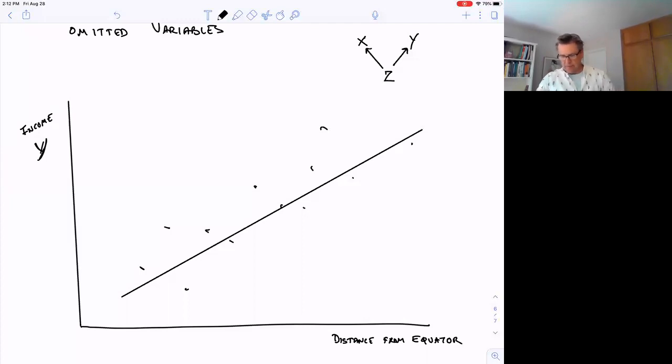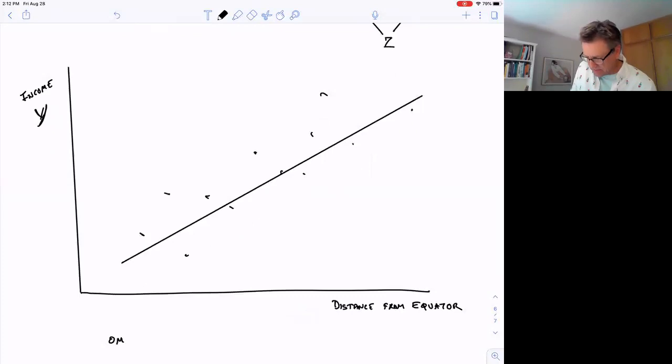but there might be something else going on. There might be some omitted variable, something else. Something else might be going on here that is correlated with the distance from the equator and correlated with income.